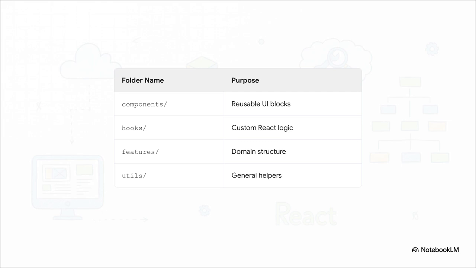You'll want to separate your reusable UI blocks into a components folder. Your custom logic goes into hooks. General helper functions? Throw them in utils. But the absolute biggest game changer is the features folder. This is a domain-based structure where you group code by its actual business purpose, like authentication or user profiles, rather than just its file type.